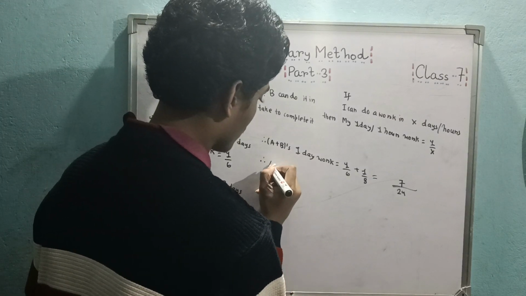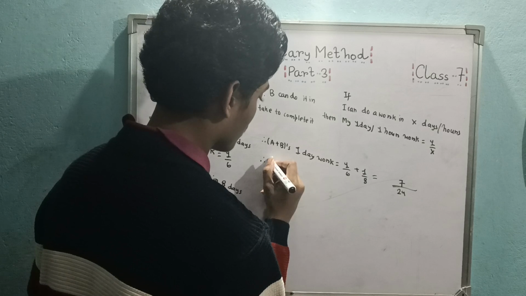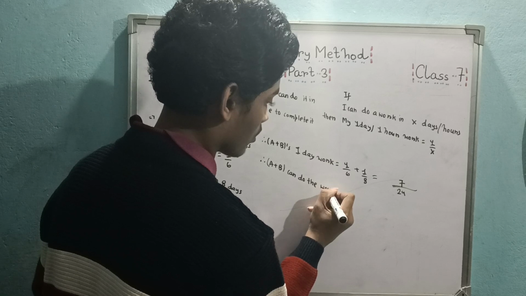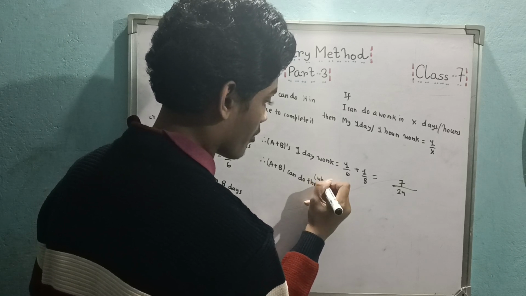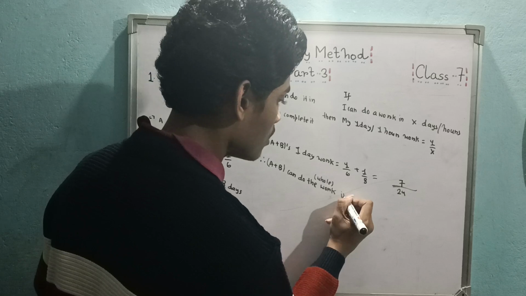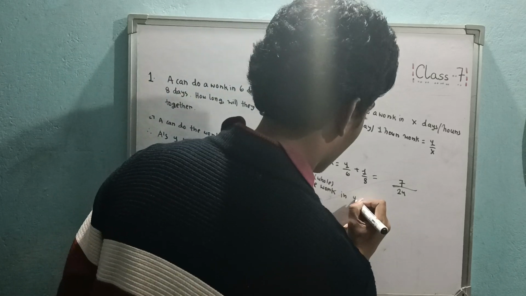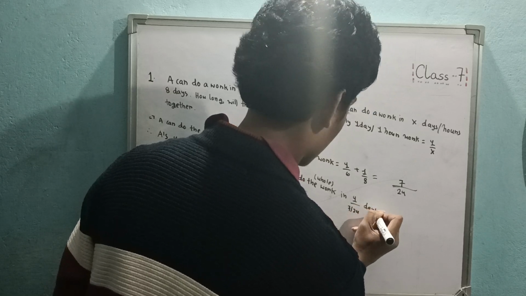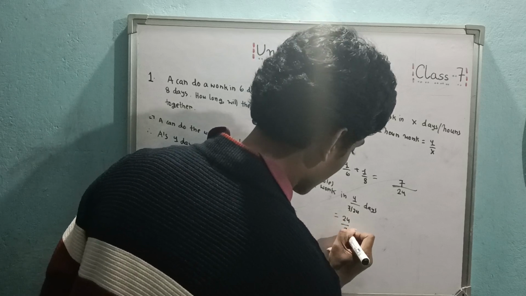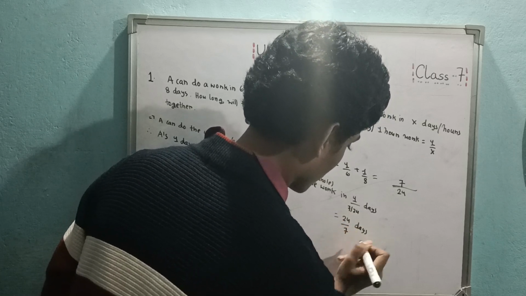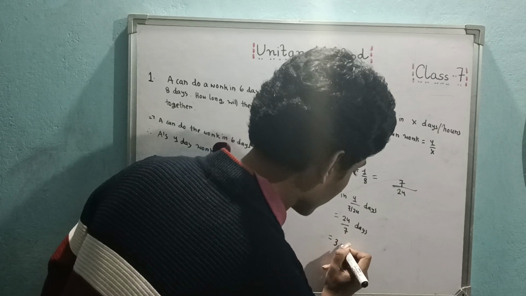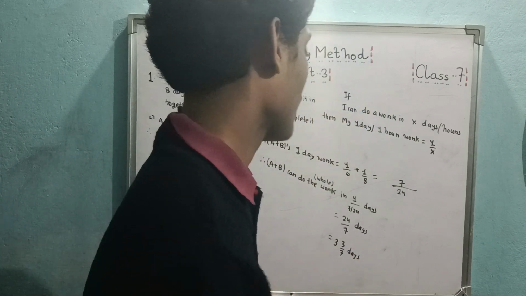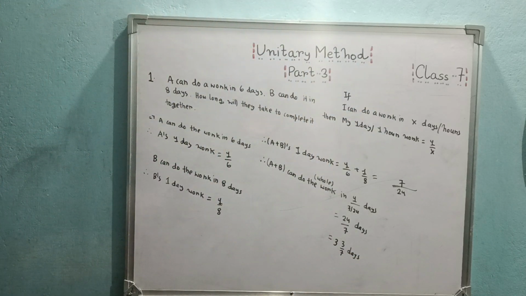Therefore, A plus B can do the whole work in 1/(7/24) days, equal to 24/7 days, equal to 3 3/7 days. This is the answer. So I think the last part was quite tricky for you.